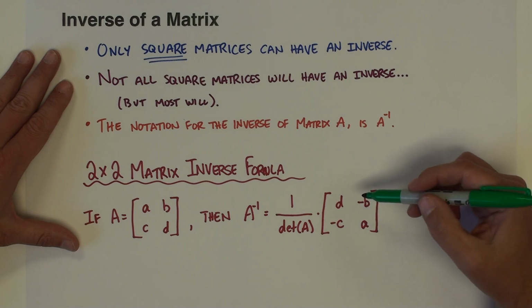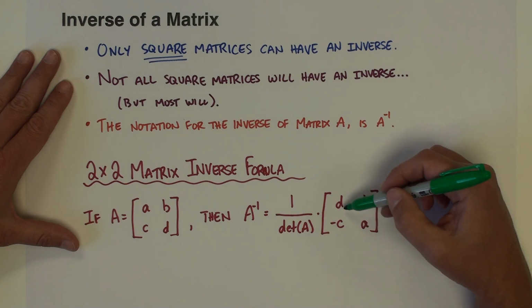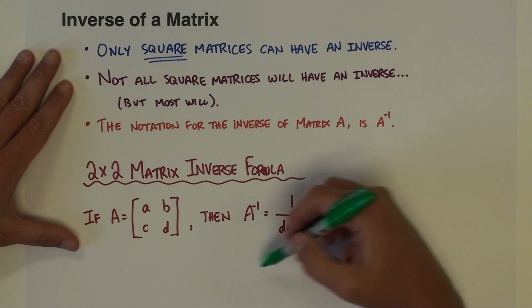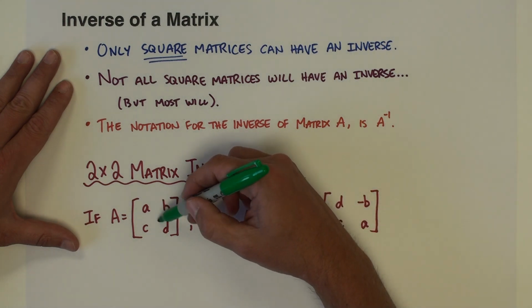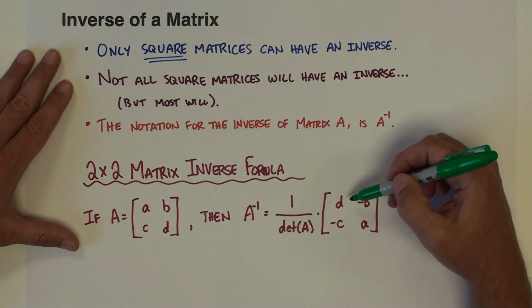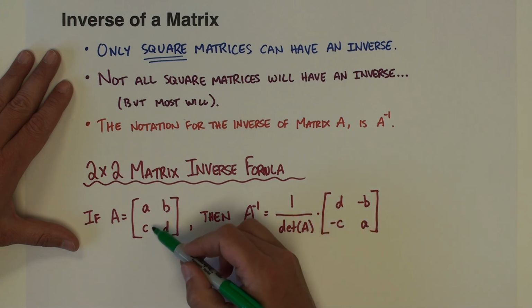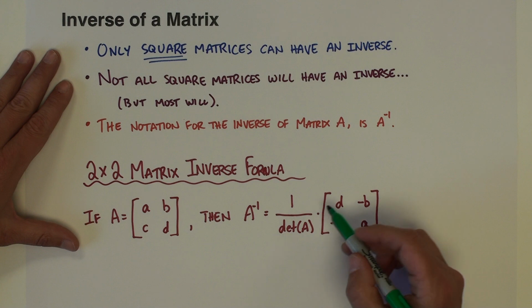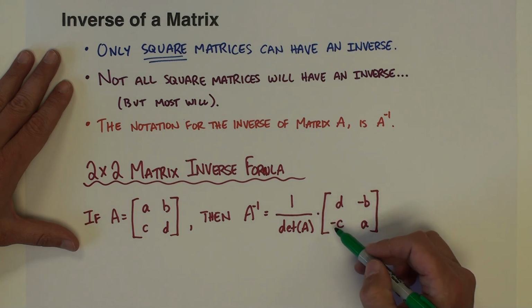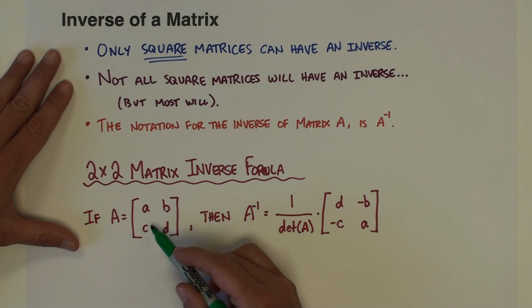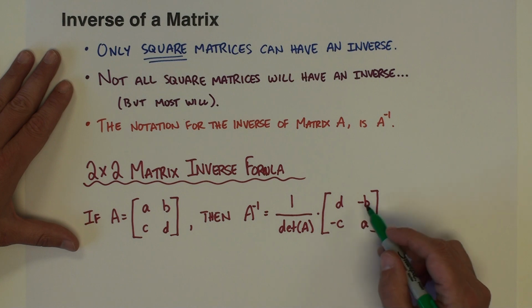And then if you look at the way the letters are arranged inside the matrix, the numbers that are on this main diagonal, which are the A and the D, notice how they compare to the original over here, and you can see that those two numbers have just switched places. And then if you look at the numbers that are on this diagonal, the B and the C, and compare them to how they look over here, those two numbers have just switched signs. So if they're positive, they will become negative in the inverse, and if they were negative in the original, they will become positive over here.